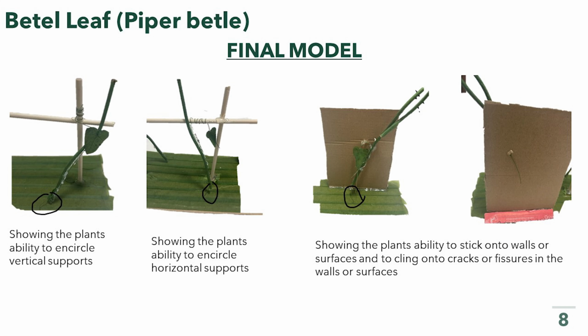So for my final model, firstly the model on the left shows the plant's ability to encircle vertical supports. For all the models, circled in black in the slides, I didn't use glue to paste onto the ground. So it shows that it can rely on the encircling of the roots to hold itself upright.